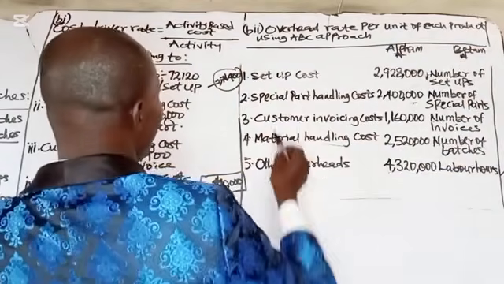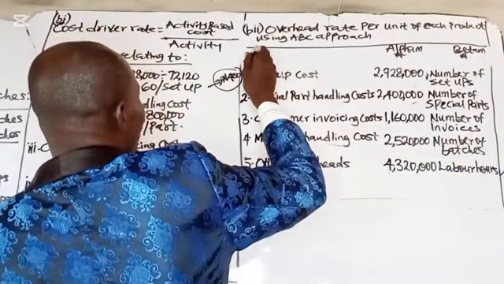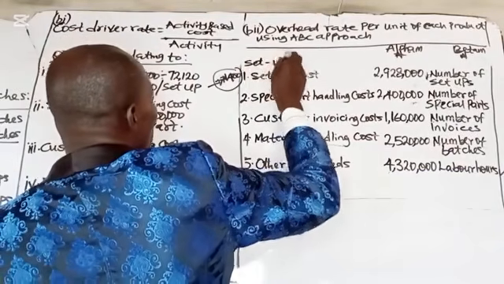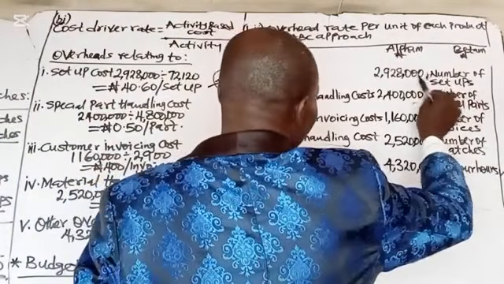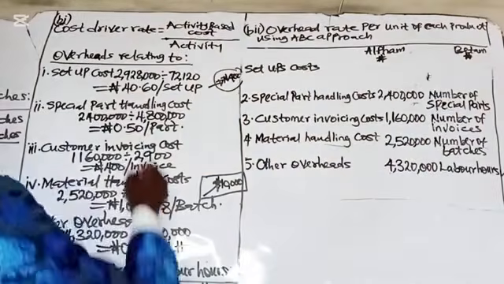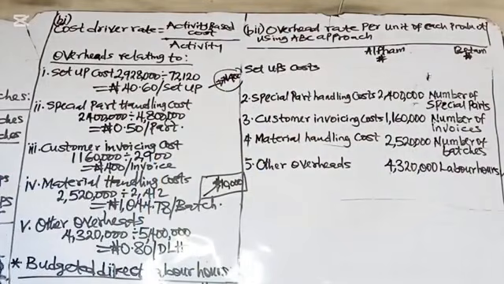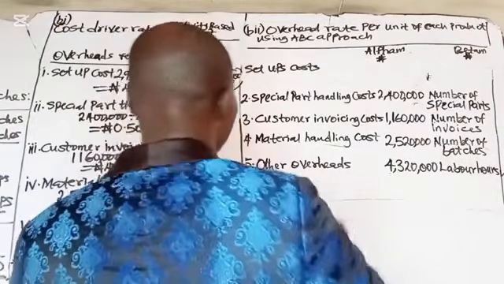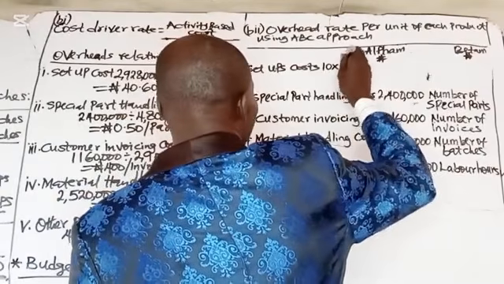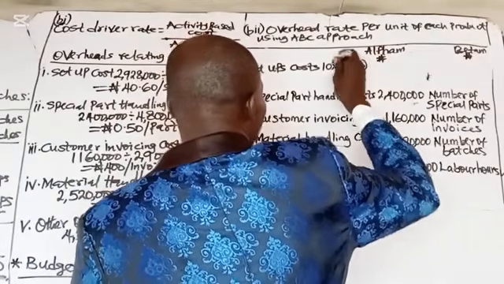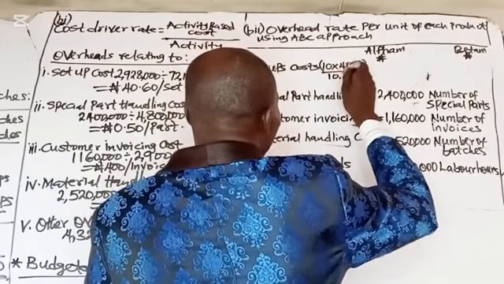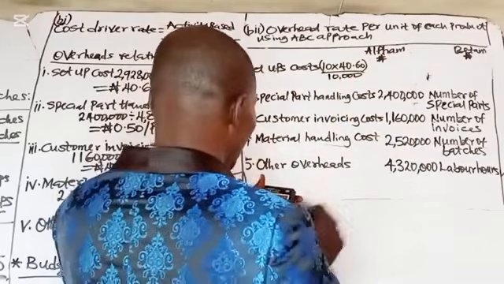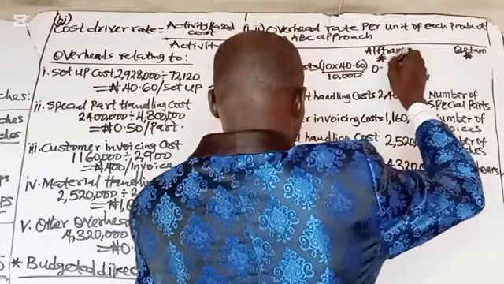The first overhead is setup cost. Overheads relating to setup cost. The cost driver is the number of setups. For setup cost, we got 40 naira 60 kobo, and the number of setups given in the question is 10. So we have 10 times 40.60. Remember, the setup is per batch. The batch size for Afam is 10,000, so divided by 10,000, that will give us 0.04.